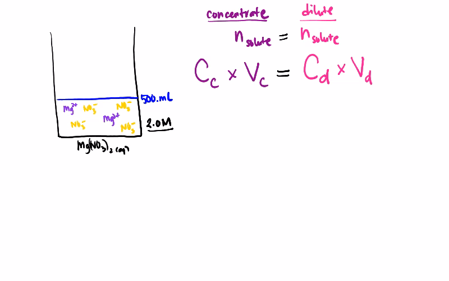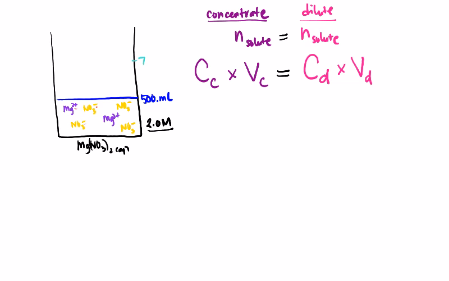Let's say I have 500 milliliters of a 2.0 molar magnesium nitrate solution. Looking at my ions, how come there are more nitrate ions compared to the magnesium ions? If you look at the chemical formula, you will see because magnesium has a charge of 2+, it will attract two -1 nitrate ions. That's why in the solution, I would have more nitrate ions compared to magnesium ions.